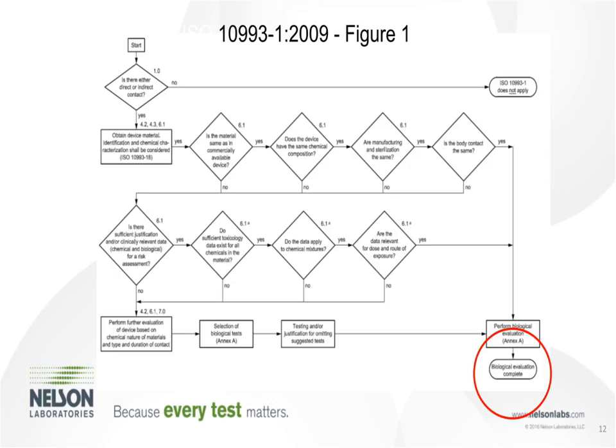What that means is that if there are portions of your device that do not have intended patient contact, then you do not need to evaluate the biocompatibility through 10993. You can still evaluate risk if you still want to evaluate risk of that material or device, but as far as ISO 10993 goes, it does not apply.